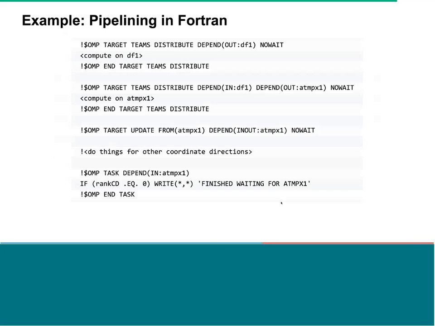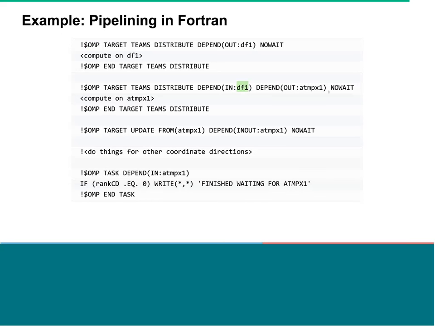Now, an attendant example in Fortran works essentially the same way. The only difference is the spelling of the constructs. Right, now, this particular example has the advantage that it uses multiple kinds of depends. In this case, df1 is an output dependency of the first task, only an input dependency on the second task. So any subsequent tasks on df1 will not wait for this one.